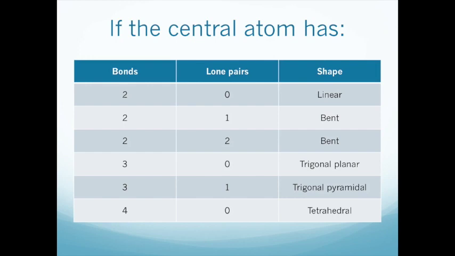So to summarize, if the central atom has 2 bonds and no lone pairs, the shape will be linear. If it has 2 bonds and 1 lone pair, it will be bent. If it has 2 bonds and 2 lone pairs, it will also be bent. If it has 3 bonds and 0 lone pairs, it will be trigonal planar. If it has 3 bonds and 1 lone pair, it will be trigonal pyramidal. And if it has 4 bonds and no lone pairs, it will be tetrahedral.